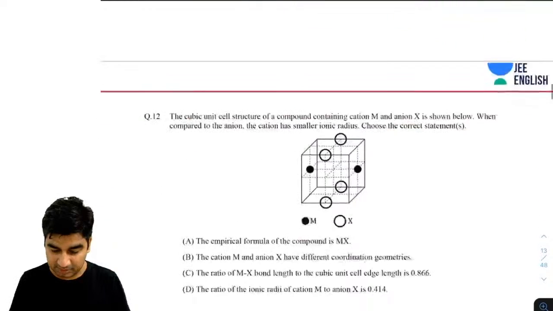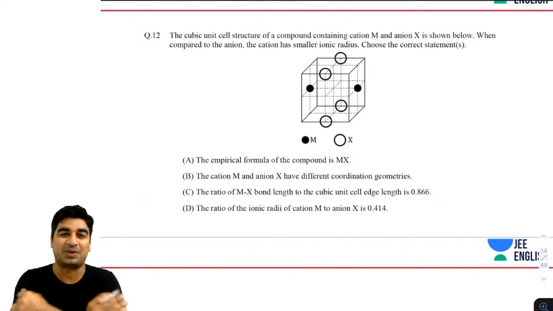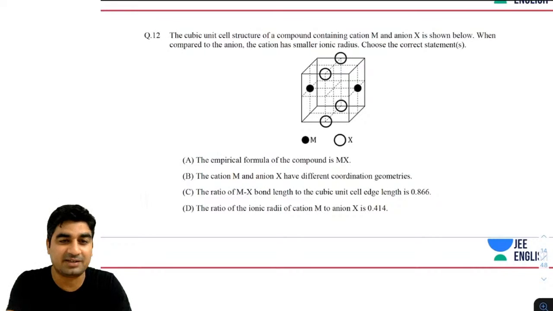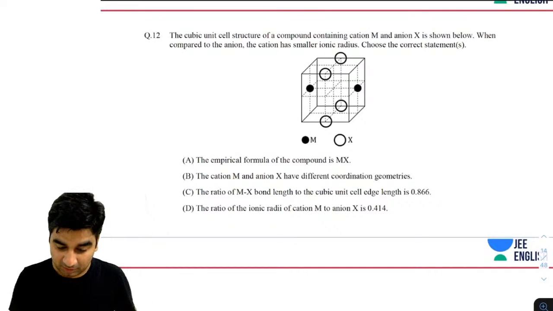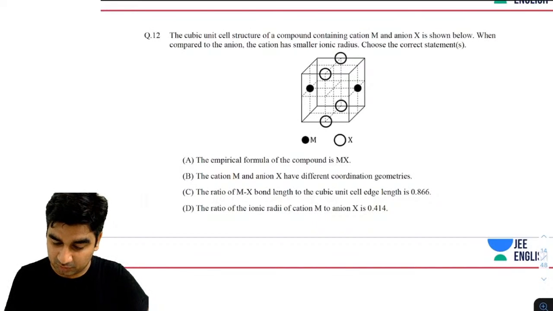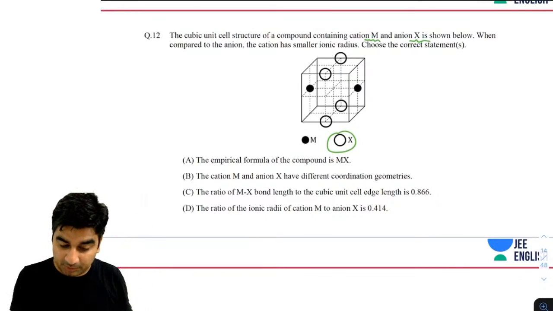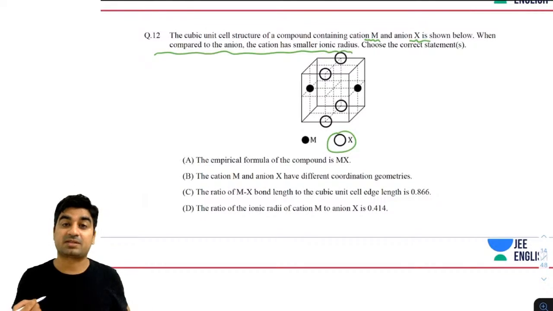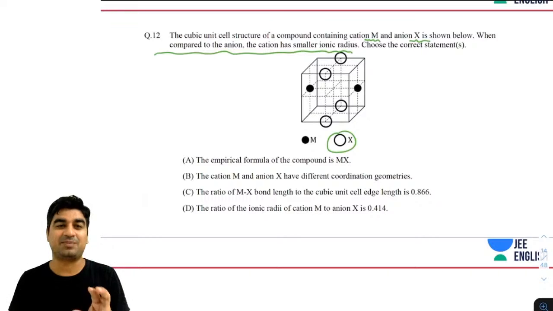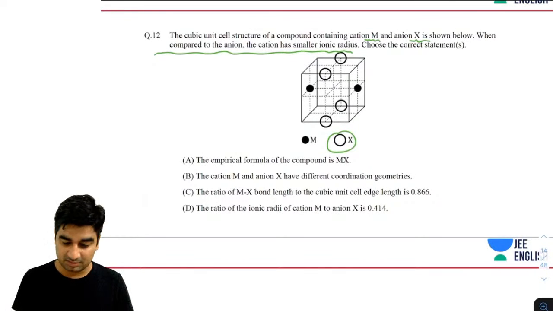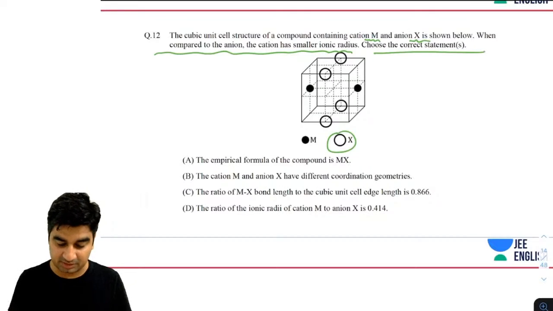Yes, the next question is from solid state. We have just completed solid state just 10 days back, guys. So the cubic unit cell structure of a compound containing cation M and anion X is as shown. So guys, this is the X. When compared to the anion, the cation has a smaller ionic radius. It means the cation will move to the interstitial sites. And if it is so, then choose the correct statement, guys.